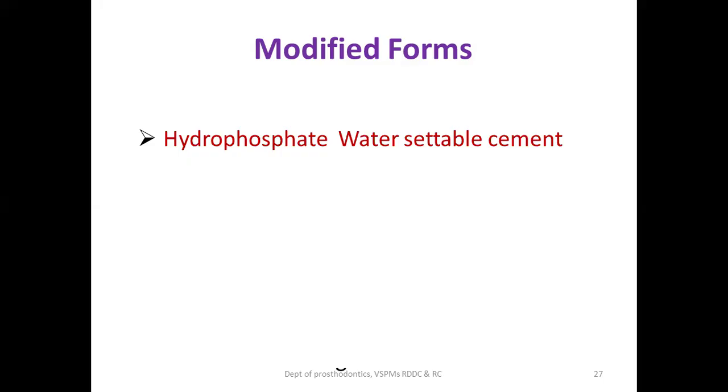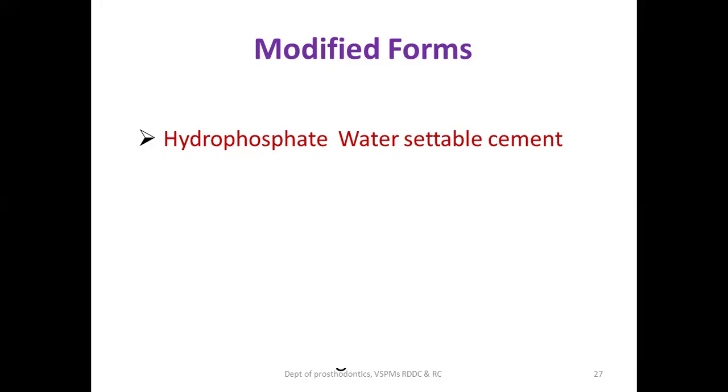Now I hope I can give you a little idea by the name of this cement only, hydrophosphate. Now what does hydrophosphate mean here? As we have seen, the conventional zinc phosphate cement has a powder bottle and a liquid bottle. Here this cement is available in only one bottle. Now how is it available in one bottle? The powder will be there, and where will the liquid be then?